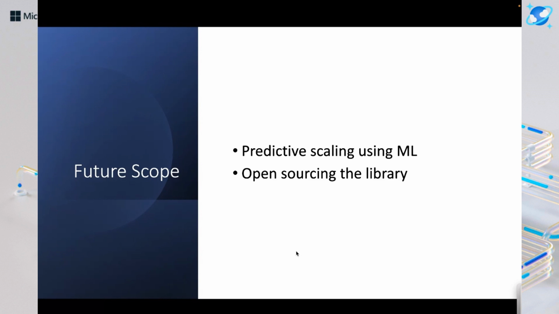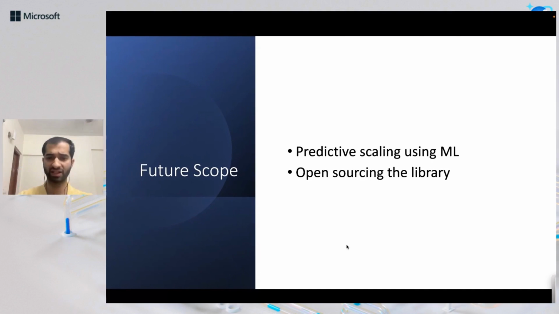Then another thing, I'm sure by now many people in the audience want to try their hands on this library. As of now, it is a proprietary library. We have not open sourced it, but we are considering open sourcing it. So soon you may be able to hear something about this.